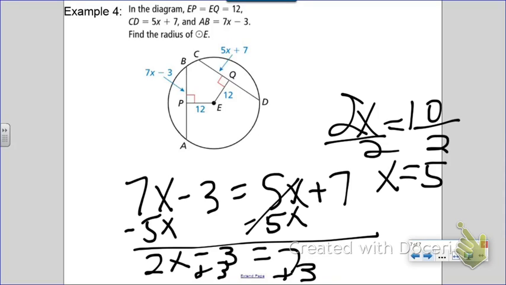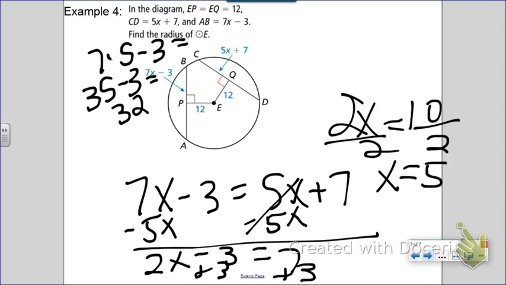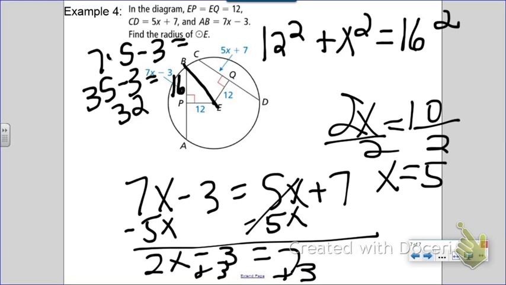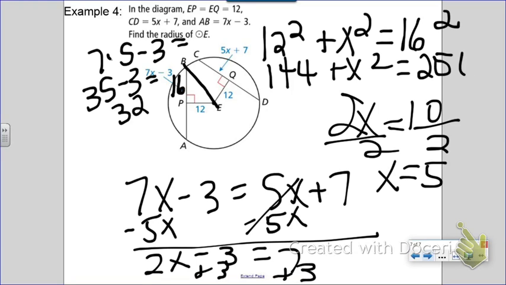So we're going to find the length of our segment now. We have 7 times 5 minus 3 equals 35 minus 3, which equals 32. That means that this is 16. Make a right triangle. 12 squared plus the radius squared equals 16 squared. 144 plus x squared equals 256.